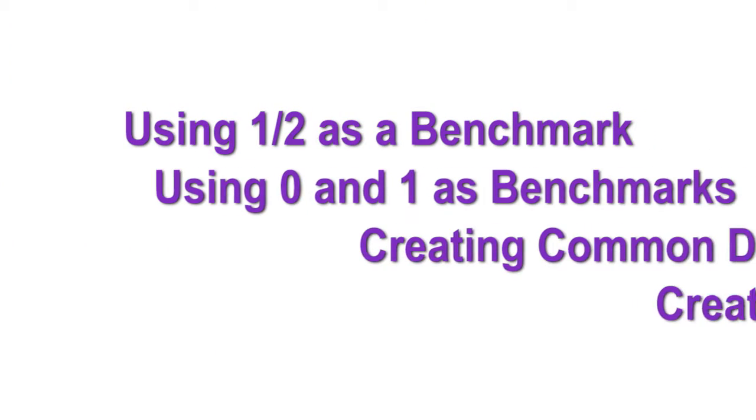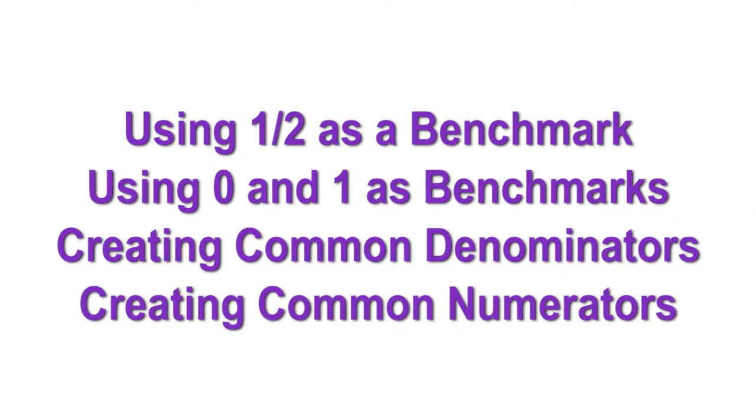The four strategies we will review in this lesson are using 1/2 as a benchmark, using 0 and 1 as benchmarks, comparing by creating common denominators, and comparing by creating common numerators. Some comparison strategies can be used in nearly any circumstance, and not every pair of fractions will have only one appropriate strategy, but we will find that selecting an appropriate strategy will make comparisons more evident.